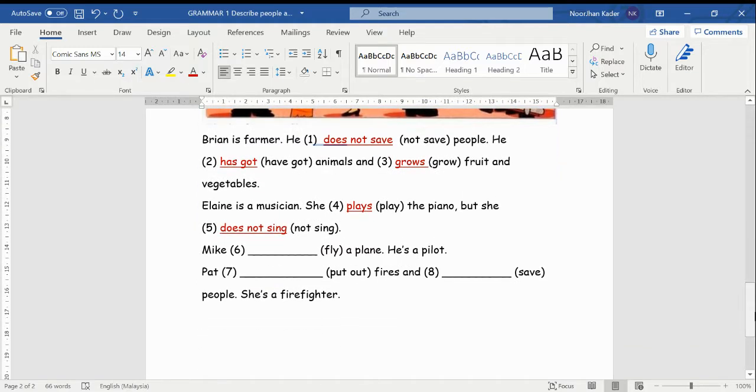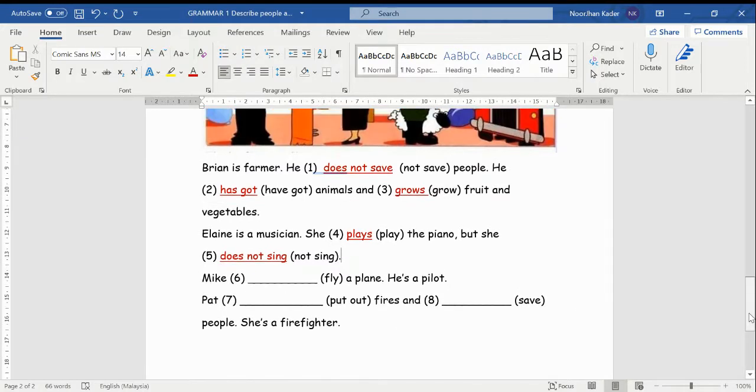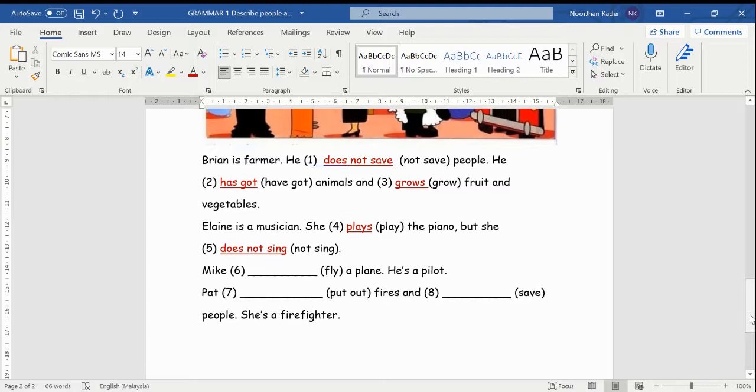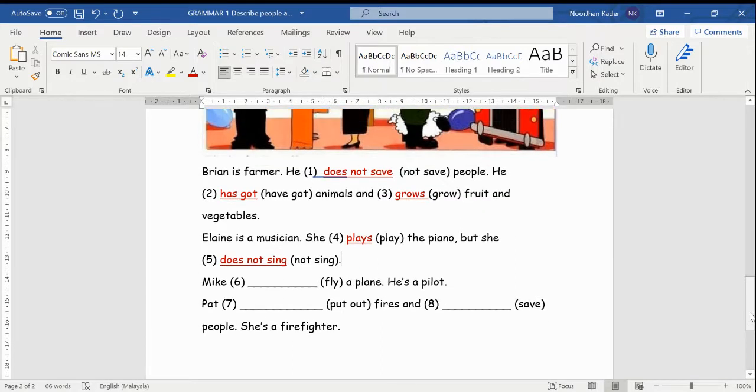We will check one more time. Let's just finish up another two more sentences to complete the descriptions of these four people and their occupations. The picture number 3, Mike. Mike dash fly a plane.